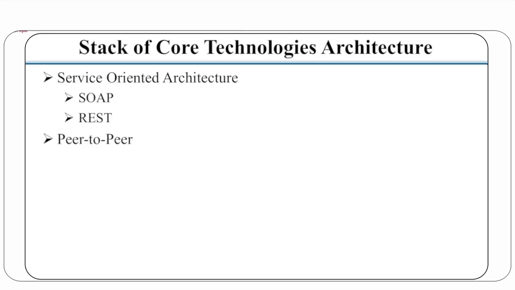Peer-to-peer. The peer-to-peer network infrastructure is used for data processing distribution. It is commonly used to create a distributed index for data stored on different machines.